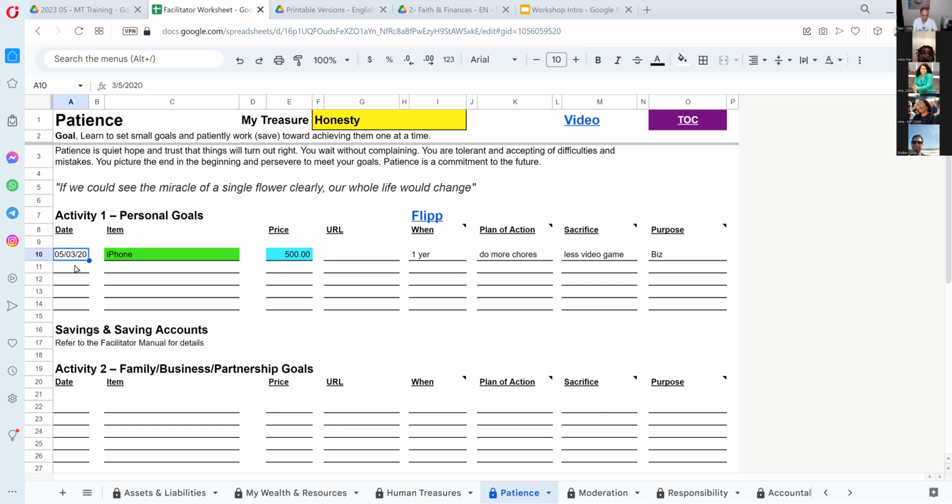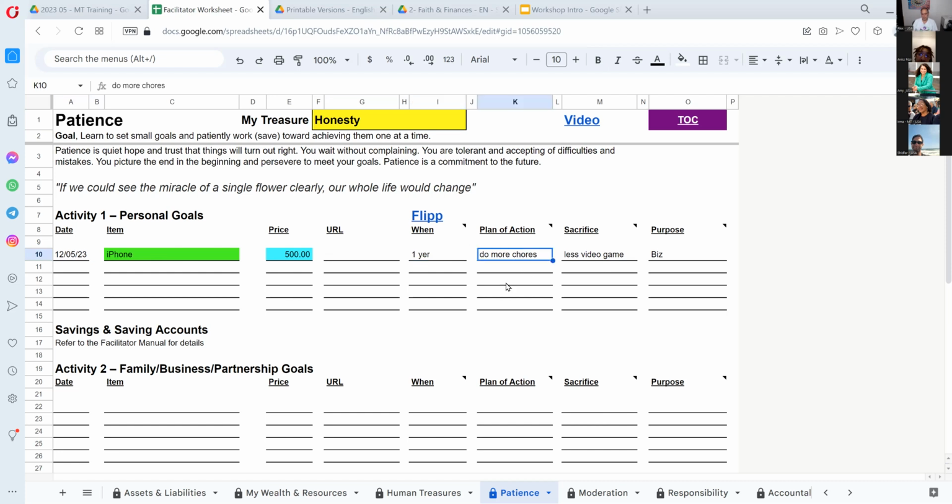So let's say today is 5/12. I want to buy an iPhone. Whatever the price is, I look it up. You can put a link in here or a picture of what you want to buy. And then you get to decide how long it is going to take you to save up for that item. This item could be as small as a phone. It could be as big as a house, starting a business, anything that you'd like to do.